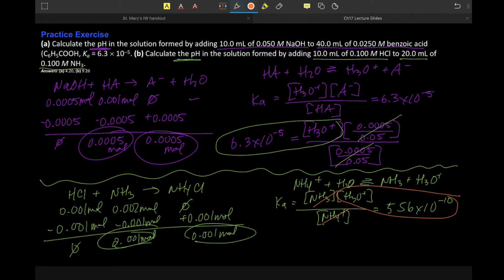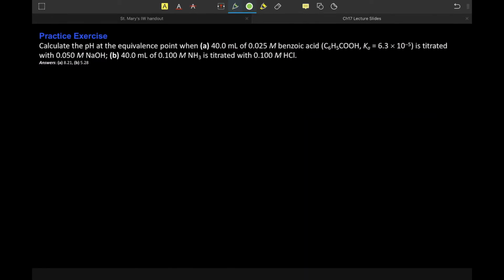Yes? All right. Calculate the pH at the equivalence point when 40 mL of this is titrated with that, right? So what does the equivalence point mean again? Right, the equivalence point means the moles of titrant added are equal to moles of analyte originally present, right?